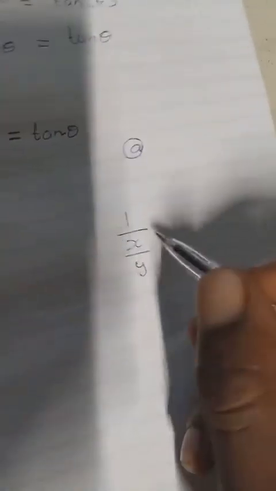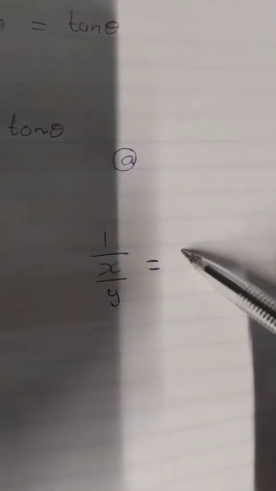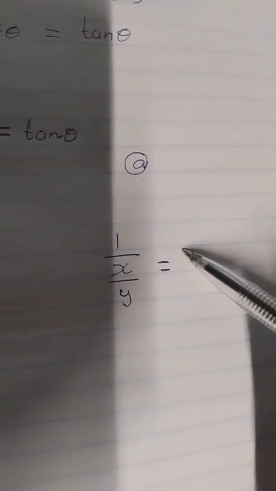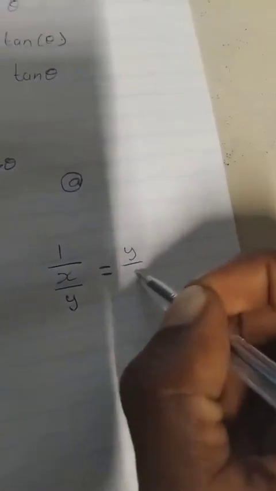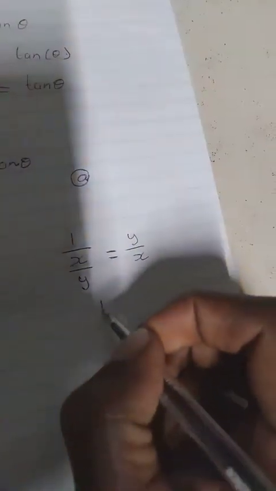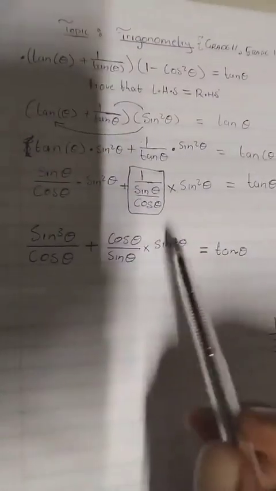Look, my friend, if you have 1 over x over y, in order for you to write this, what is the answer here? Those who know, please help him. Yes, it's going to be y over x. Let's say we have 1 over a over b. What is the answer here? Yeah, b over a. Thank you very much for your participation.